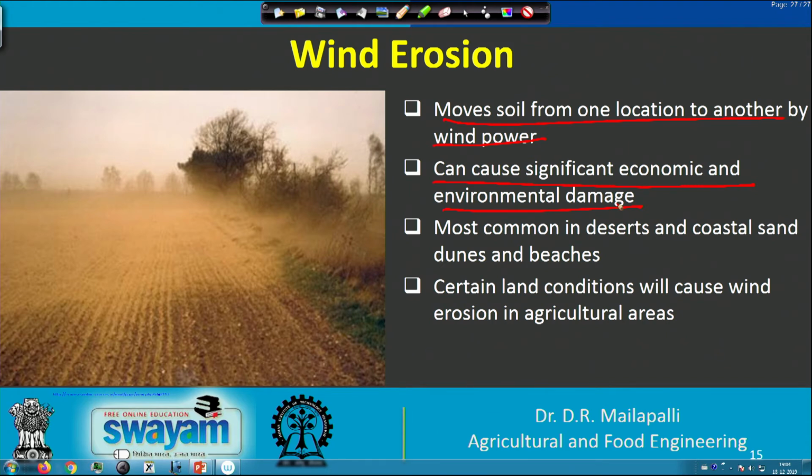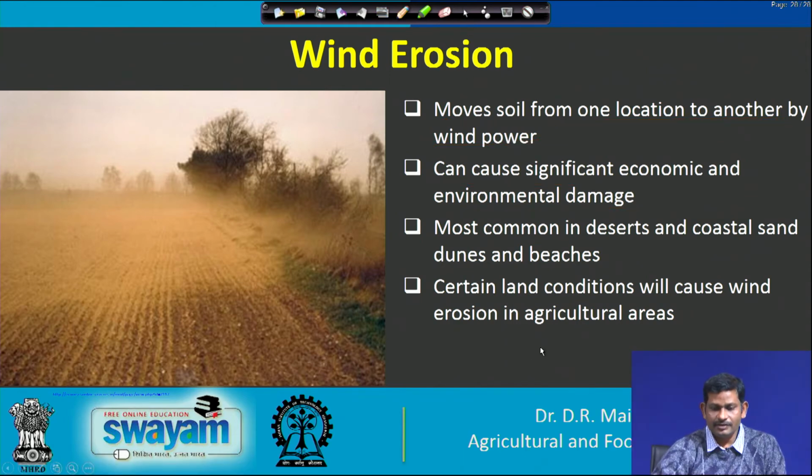It mostly happens in desert lands and sand dunes, sandy beaches and coastal areas, but it is still very important in agricultural lands, because when the soil is dry, a tremendous amount of topsoil is eroded and transported by wind velocity.